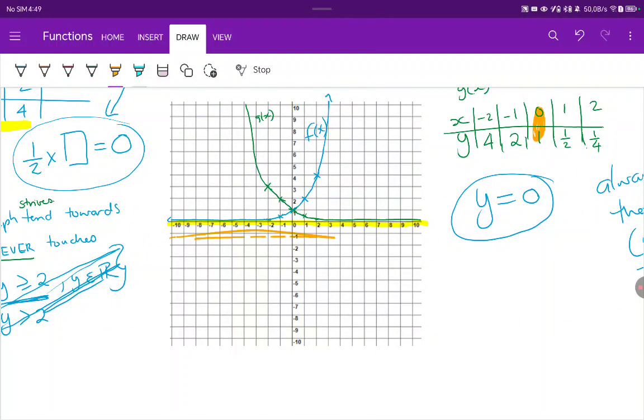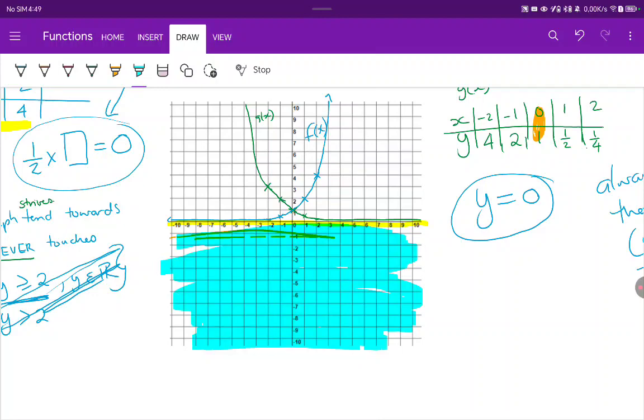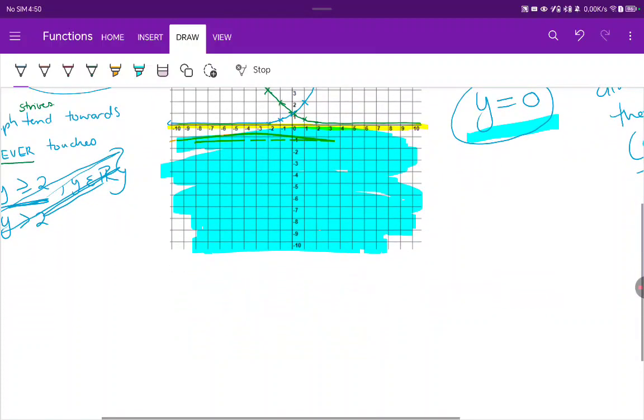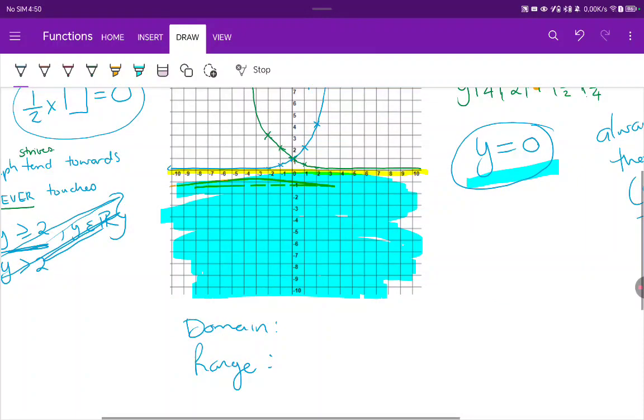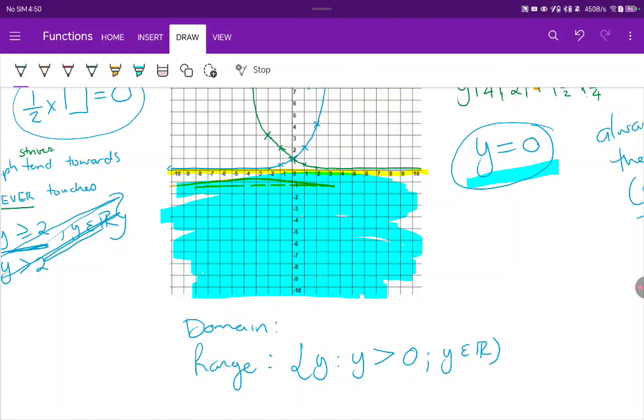Anything under the asymptote, let's do it in blue because it's bigger. Anything under the asymptote is not part of the graph. So this tells me that these two lines have the same boundary, and that boundary is y equals 0. That is a lower boundary. So for both these graphs, I'm talking about range. For both of these graphs, I can say the range is going to be y colon, y is greater than, not equal to 0, semicolon, y is an element of all real numbers.